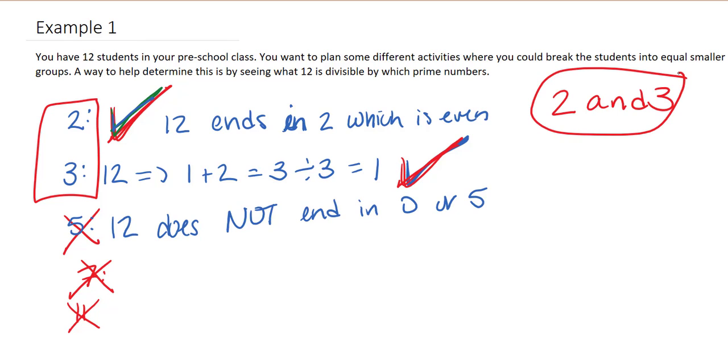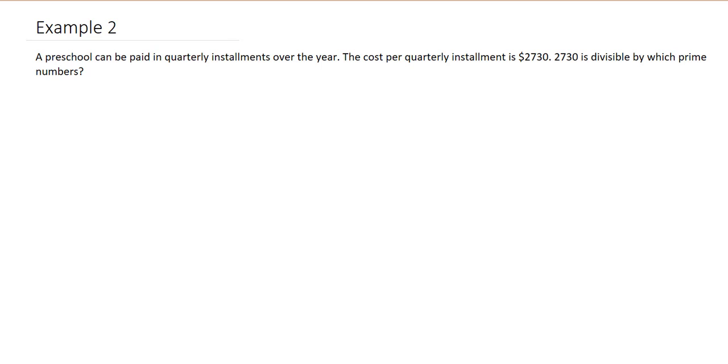Now let's look at another example. Example 2: a preschool can be paid in quarterly installments over the year. The cost is $2,730. So it's divisible by which prime numbers? Let's look. If we look at 2, we notice this ends in an even number. We know it ends with a 0, so it works out and we can check it off.